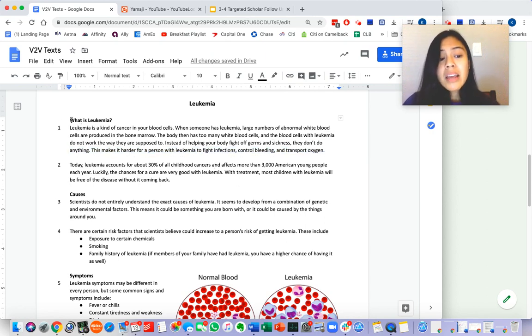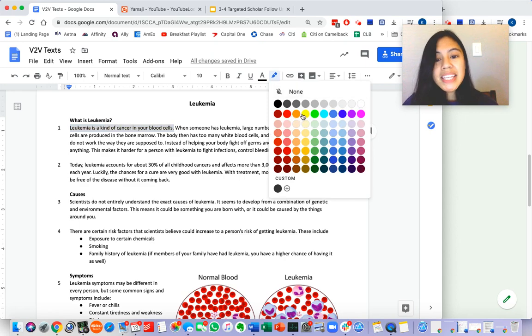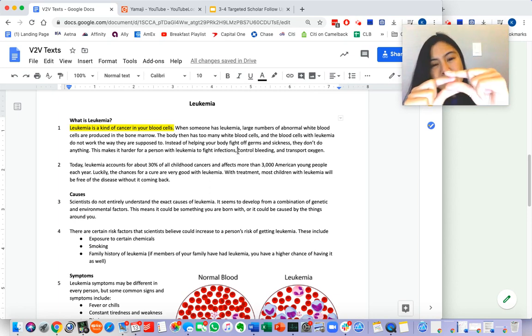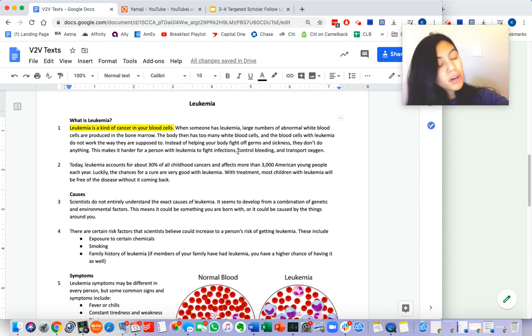Wow. ELA Masters, I think this first sentence best describes what leukemia is, and the rest of the paragraph gives me details about how that works. Leukemia is a kind of cancer, and it occurs in your blood cells. Your blood cells are the many tiny microscopic parts of your blood that you would see under a microscope.